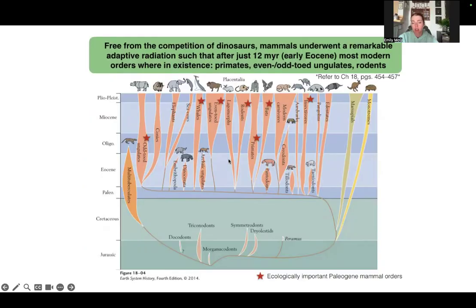So, free from the competition of dinos, mammals underwent a remarkable adaptive radiation. In just 12 million years, most modern organisms can trace their ancestry back. That's not that long a time, right? And remember that the Cenozoic that we're in right now, the mammal-dominated era, was only about 6 days on the calendar year.